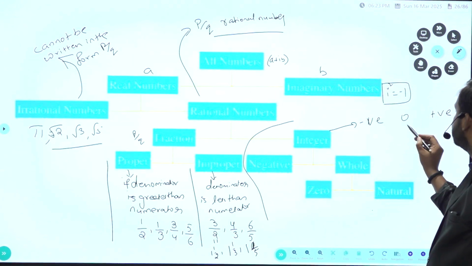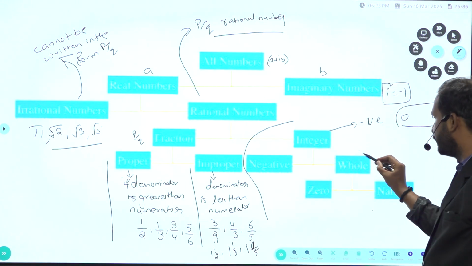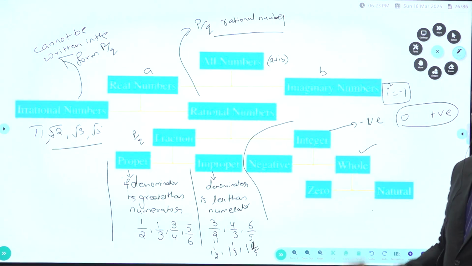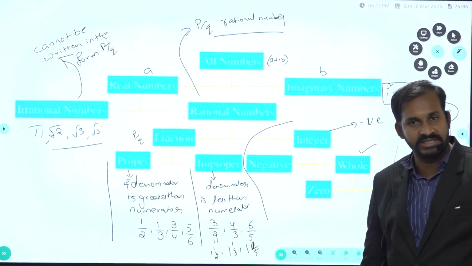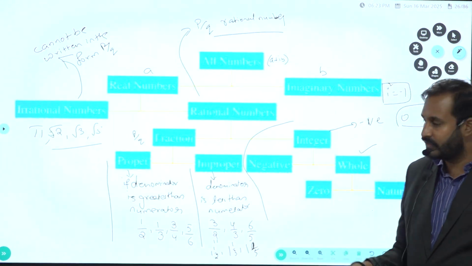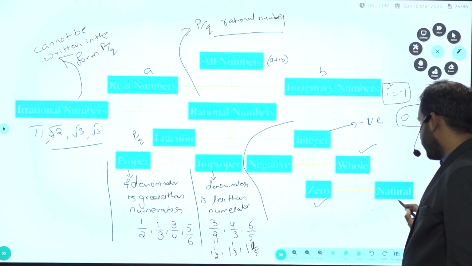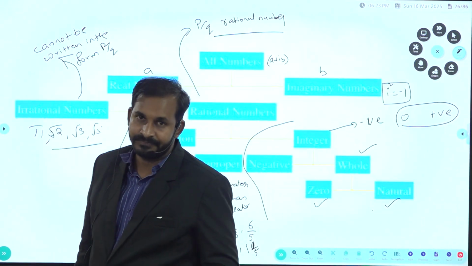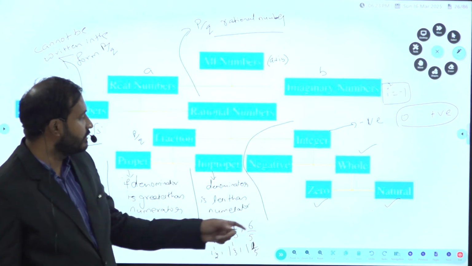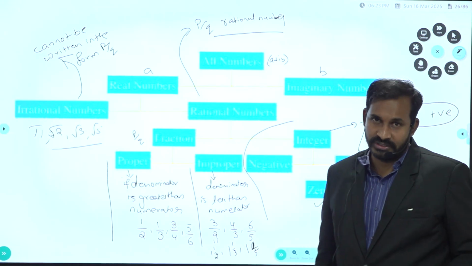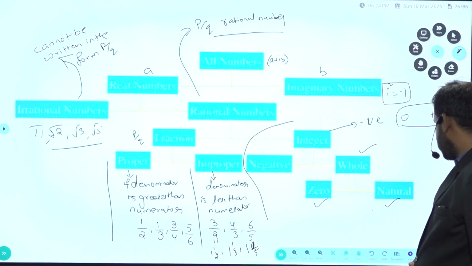Usually we call 0 and the positive integers whole numbers, and the negative integers, as usual, we know about. Next, when it comes to whole numbers, we have 0 and natural numbers. Natural numbers are nothing but the counting numbers. Natural numbers are counting numbers, and we have 0.